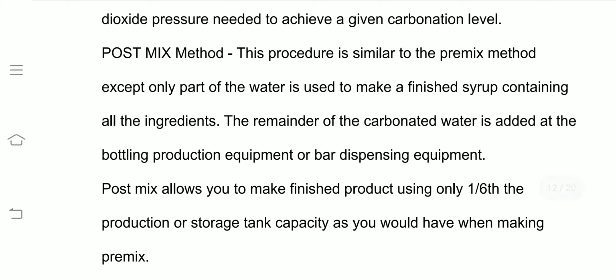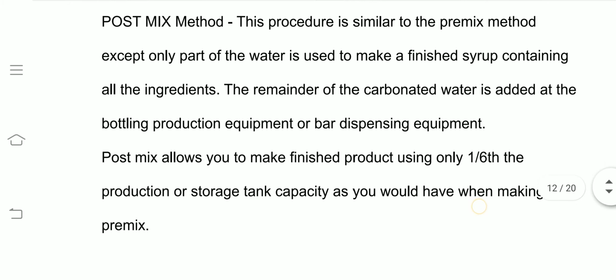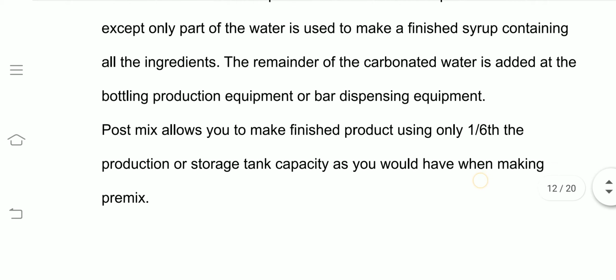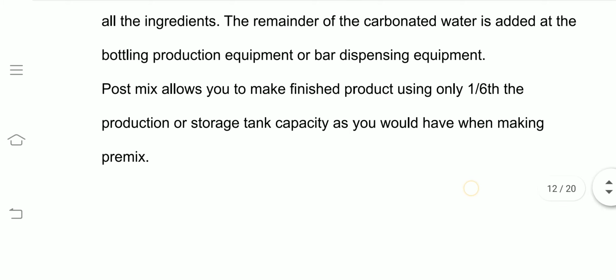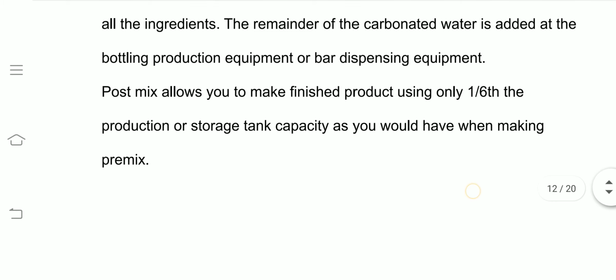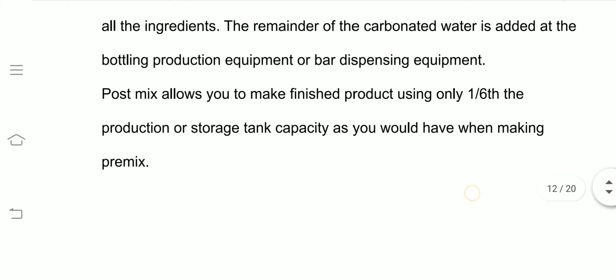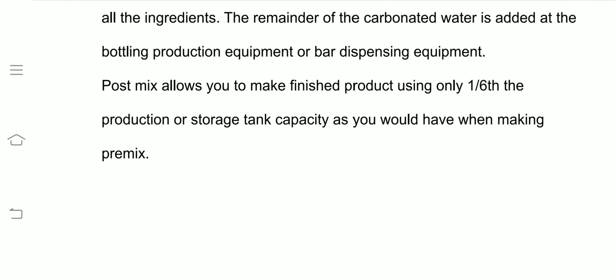So, the next method is the post-mix method. This procedure is similar to the pre-mix method except only part of the water is used to make a finished syrup containing all ingredients, and the remainder, the carbonated water, is added at the bottling production equipment or bar dispensing equipment. Post-mix allows you to make a finished product using only 1/6 of the production or storage tank capacity as you would have to have when making premix.